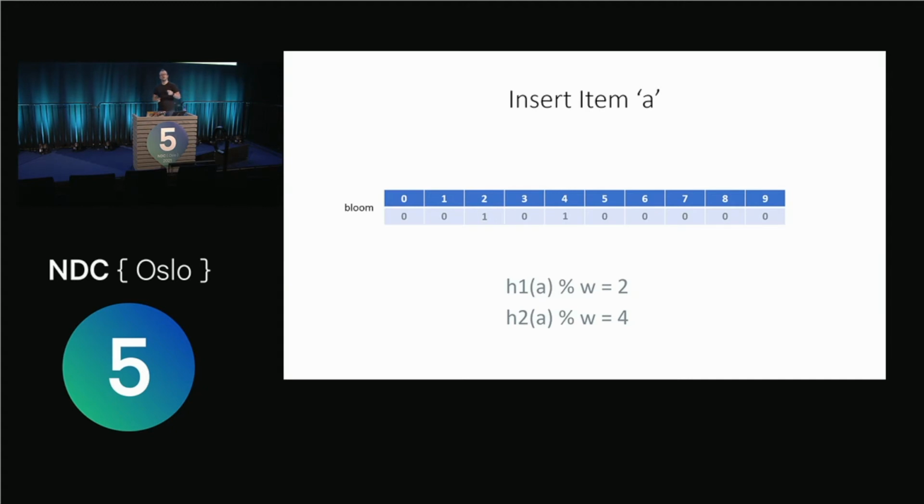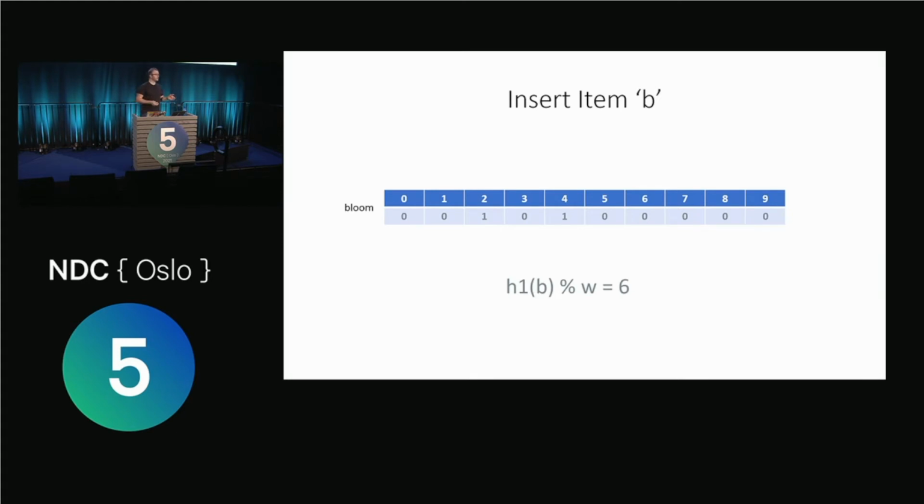We've set the two bits at the appropriate locations in the filter. So then the next report comes in, right? We've now got item B. So our Bloom filter still has those two bits set for item A. They're set in the array, and item B comes in, the next CSP report. We want to insert it into the filter.